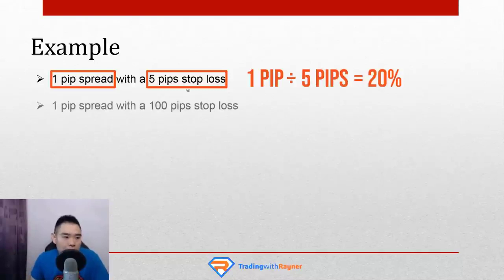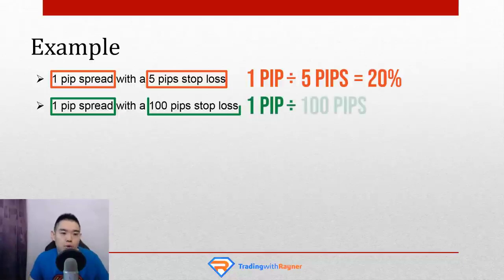On the other hand, if you have a 1 pip spread, but your stop loss is 100 pips, and the reason why you can afford a 100 pip stop loss is because you're trading off the higher time frame.